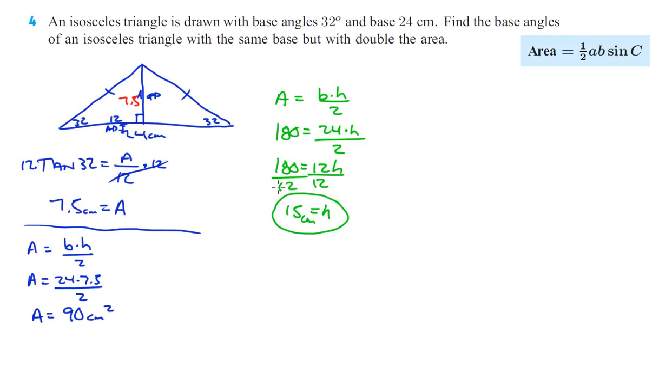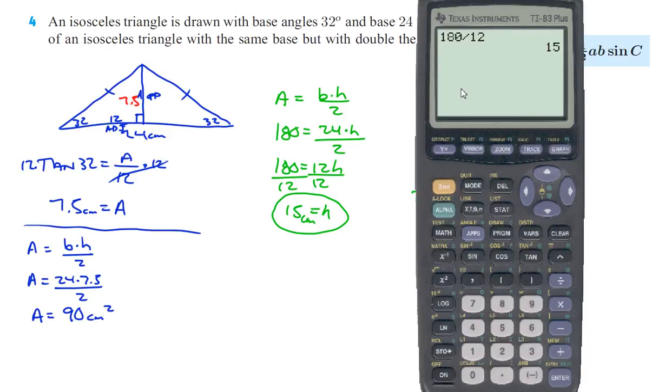But now that we have the new height is 15 and we still know that this is 12, we've got to figure out what this angle is here. So let's redraw our new triangle, but I'm just going to redraw one side of it. Okay, so now we know that the altitude is now going to be 15 instead of 7.5, and we still know that this is 12. Now we just have to figure out what that angle there is, right? So this is opposite, this is adjacent, it's going to be tangent. So we do tangent theta is going to equal opposite, which is 15, over adjacent, which is 12.